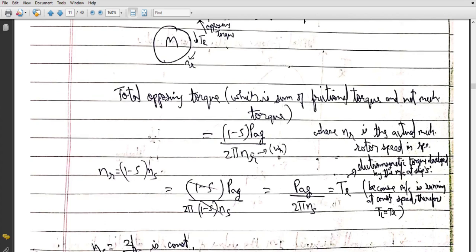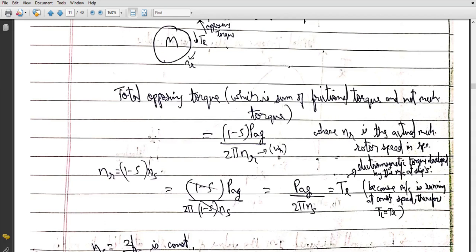Always keep in mind, small nr is rotation per second, and capital NR is rotation per minute. So don't get confused while solving your numericals. You should be very careful about which you are writing. If you are writing rotation per minute, then you need to divide it by 60. This thing should be very clear. Now, what else? You can see that NR could also be written as 1 minus S into NS.